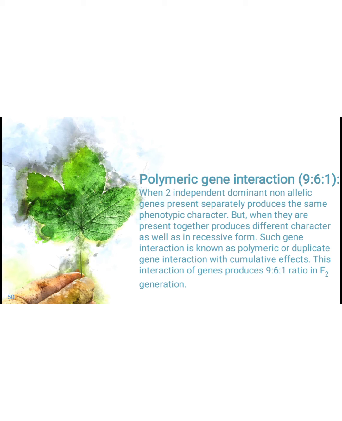Let's see polymeric gene interaction. In polymeric gene interaction, two independent dominant non-allelic genes present separately produce the same effect, the same phenotypic character, but when they are present together they produce a different character as well as a recessive form. Such gene interaction is known as polymeric or duplicate gene interaction with a cumulative effect. This interaction of genes produces a 9:6:1 ratio in the F2 generation.